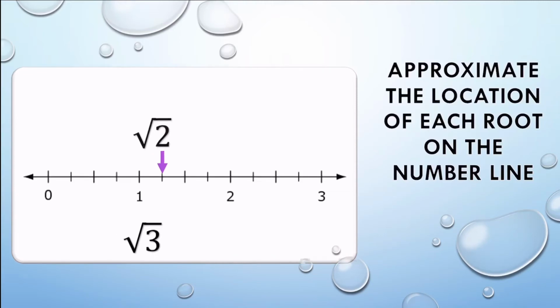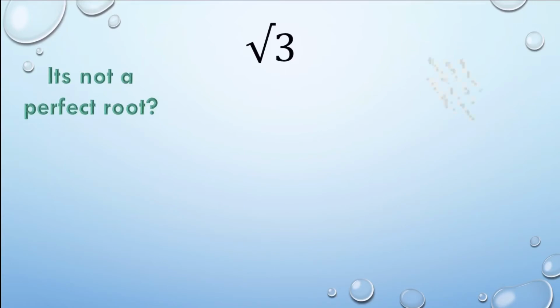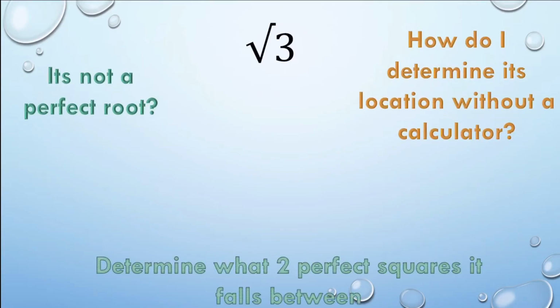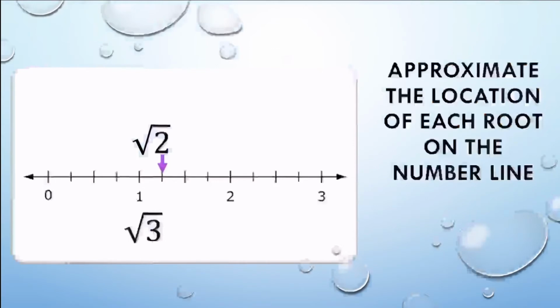So now I can go approximate where the square root of 3 falls. So 3, it's not a perfect root. So how do I determine this? I determine what 2 it falls between. This is also between the square root of 1 and the square root of 4. We just did this on the last one. It's between the number 1 and 2. But the square root of 3 obviously has to be bigger than the square root of 2. So on our number line, when I go and plot this, let's think of where it's going to fall. It's closer to 4. So it's going to be on the other side of my halfway mark. So really, it should be about here.